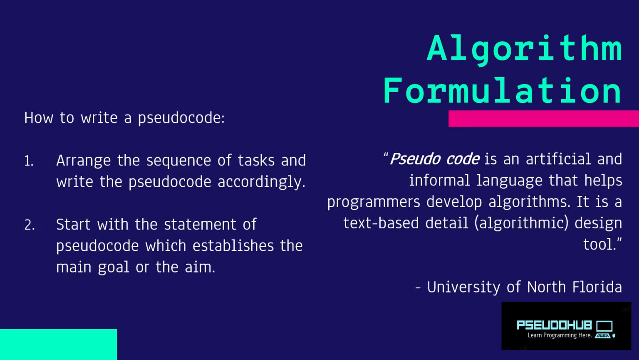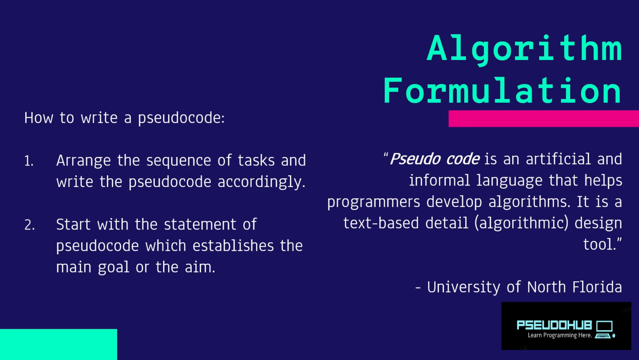So pseudocode is an artificial and informal language that helps programmers develop algorithms. It is a text-based detail or algorithmic design tool. So in short, ang pseudocode mura lang kag nagsulat sa imong papel kung unsa nga step imong gusto i-follow para ma-solve nimo ang problem. That's pseudocoding. So ano ba ang mga steps sa pseudocode? First, you have to arrange the sequence of tasks and write the pseudocode accordingly. So, let's say, for example, kung sugoon ka sa imuhang teacher to solve the sum of two numbers.